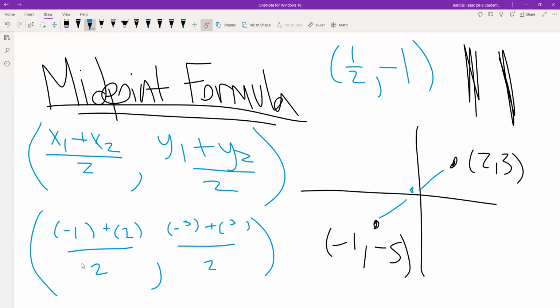So once again, this wasn't to scale, but it would really have been like right here. But whatever. That's the midpoint formula.